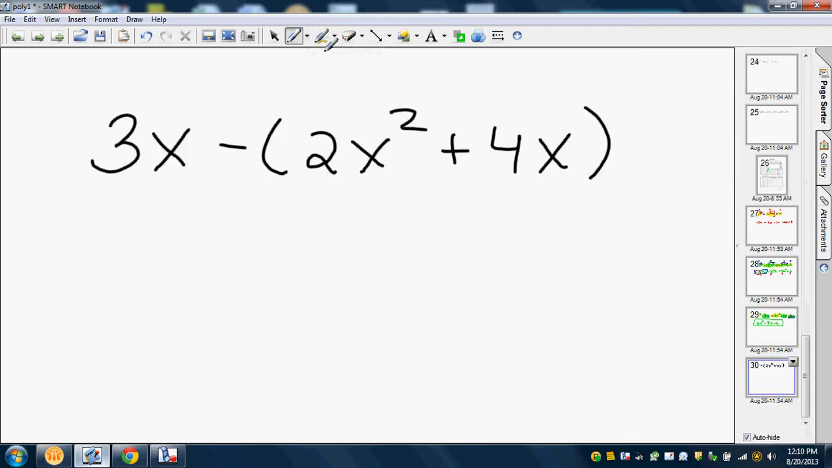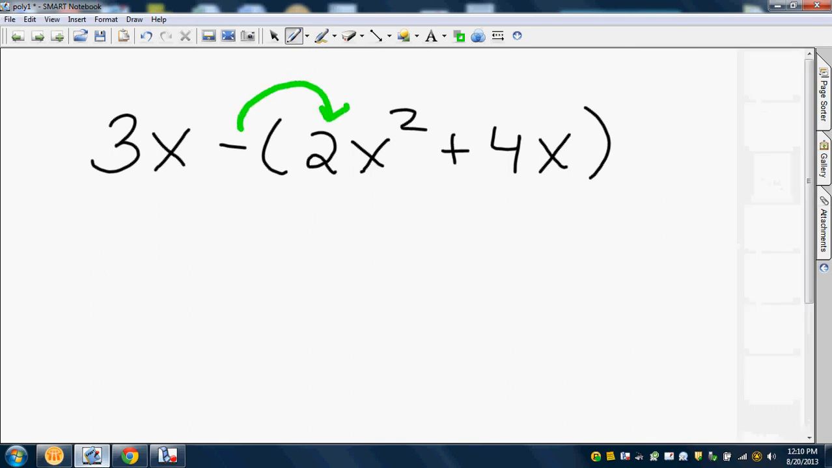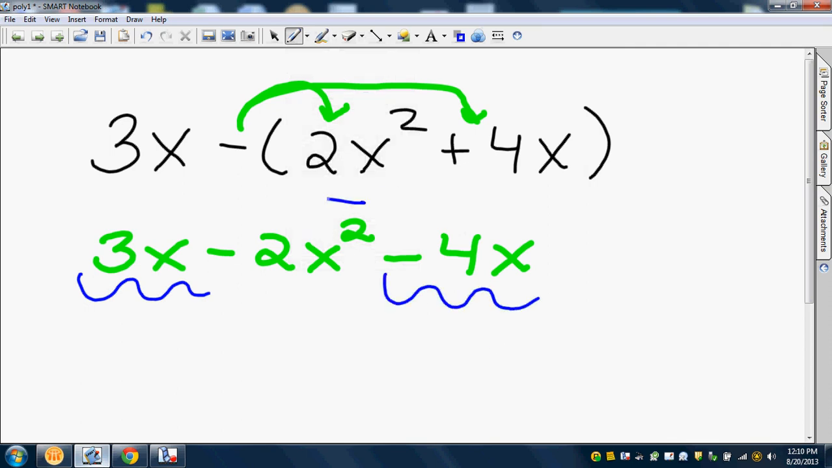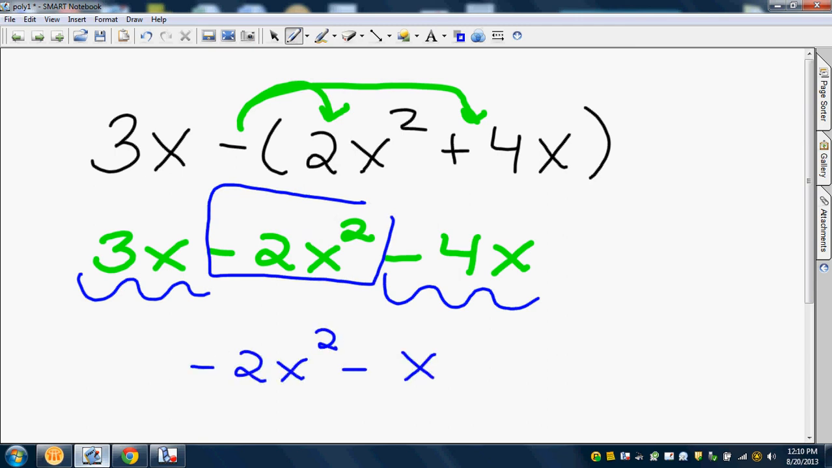Here's another one, and the reason I wanted to give you this one is to point out this negative. You have to distribute the negative sign because of the parentheses. You have to distribute it to everything that's on the inside. So this is going to be 3x minus 2x squared minus 4x. And so now when I look at my like terms, I've got a 3x here and then a minus 4x here. So in simplified terms, this is negative 2x squared minus x.